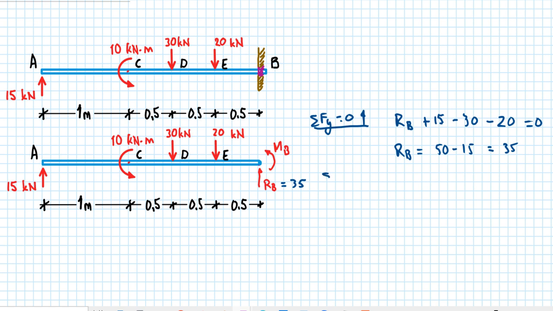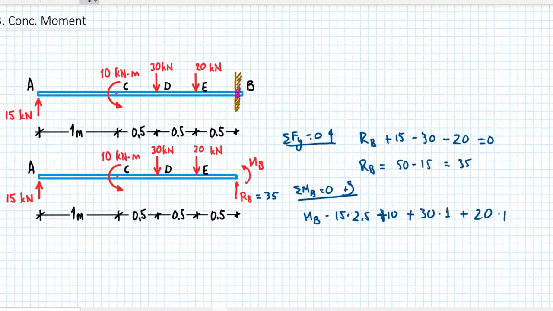And the moment, summation of moments about point B equals zero. I'm going to say positive in this direction. So I have moment at B minus 15 times 2.5 plus 10 plus 30 times 1 plus 20 times 1 equals 0. What? 0.5, yes, 0.5. See, that's Daniel back.